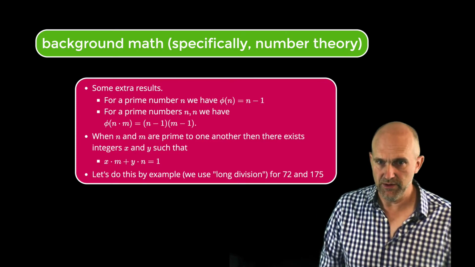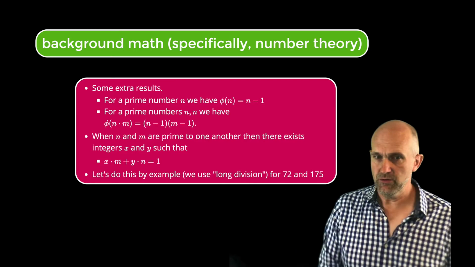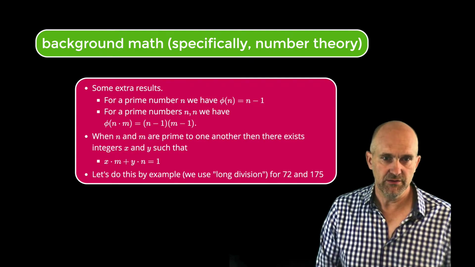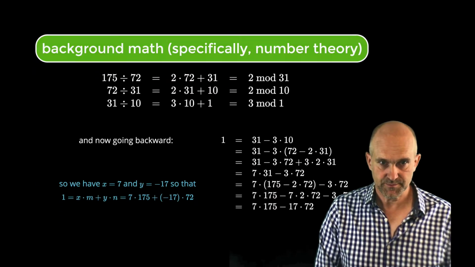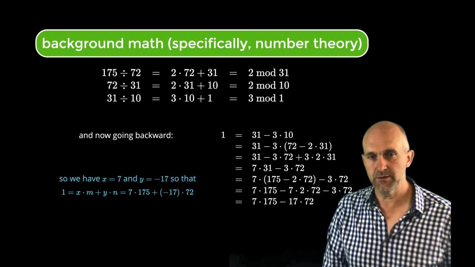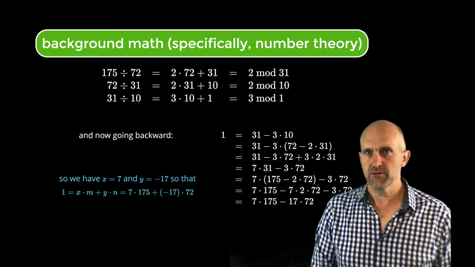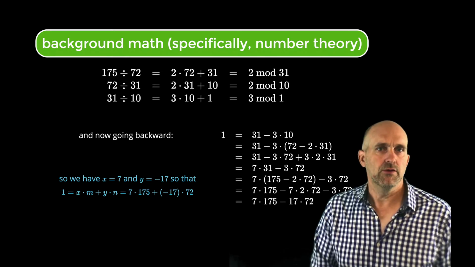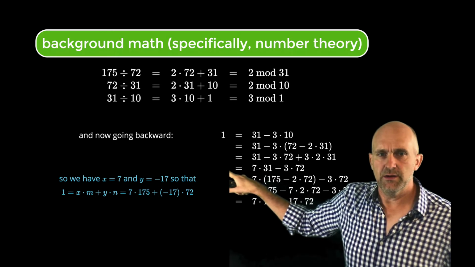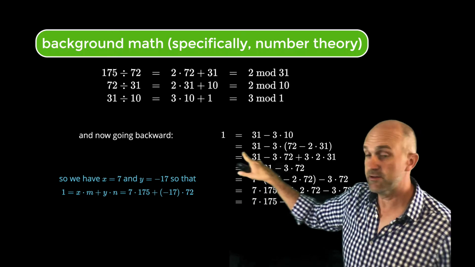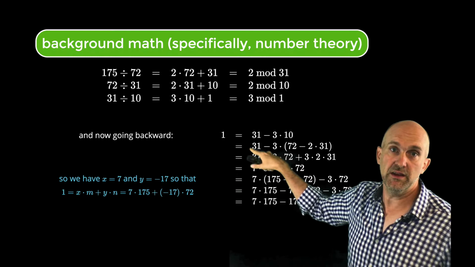So that's important here, because the numbers that I'm going to use are 72 and 175, and they are not prime numbers, of course, but they're prime to one another. So let me do this by an example, and really what we're doing with this is called Euclidean math, or it's actually just long division, right? So you start with 175 and you divide it by 72. What is that? Well, that's 2 times 72, and then the remainder is 31.